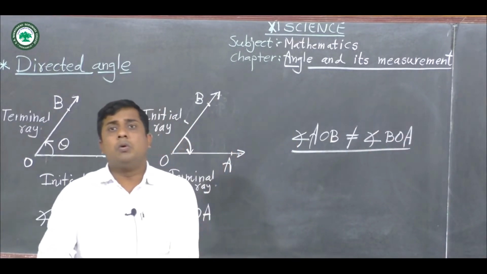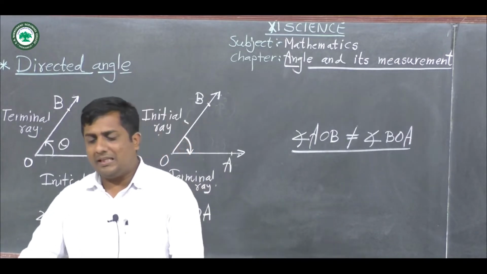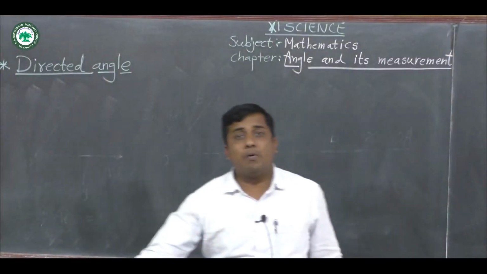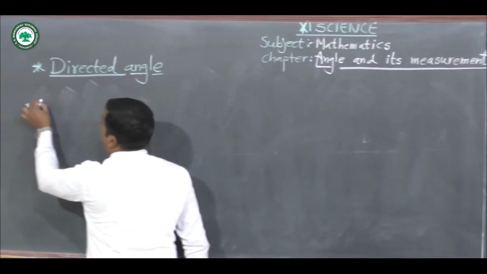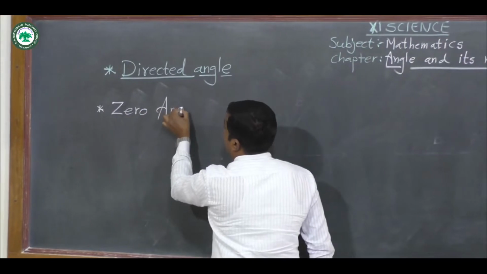Now we go with our next definition. In that we consider the types of angles. Let's go with our first definition, which is for the zero angle.